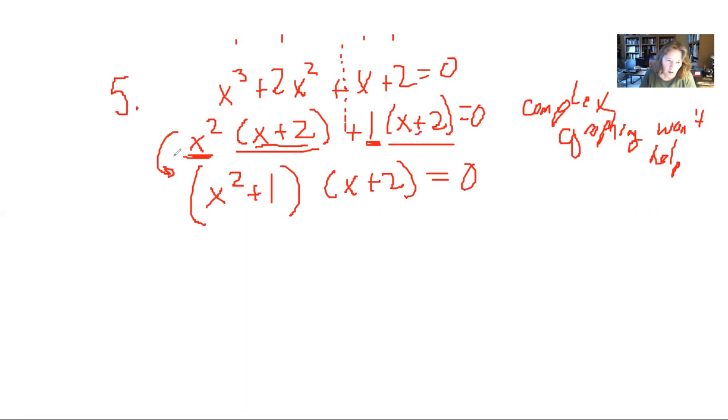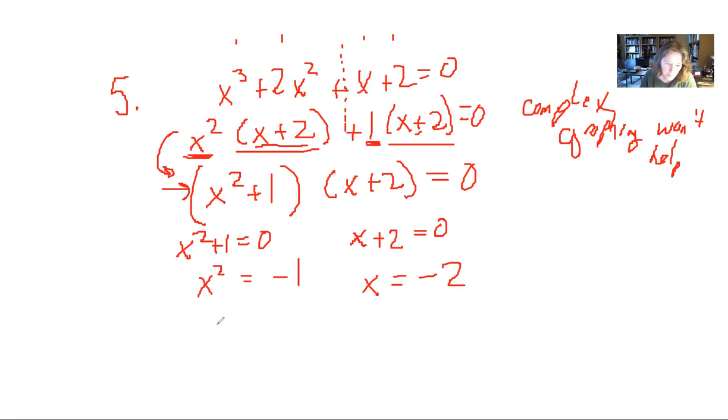This step we don't do very often, so make sure you really understood how we made the jump from there to there. Now we can do what we always do and set each factor equal to 0. So we have x plus 2 equals 0 and x squared plus 1 equals 0. Because this one's more complex, I didn't want you to skip this step and just go straight to saying what they were in the earlier problem. So subtract 2 from both sides, x equals negative 2. This one, we've got x squared equals negative 1.